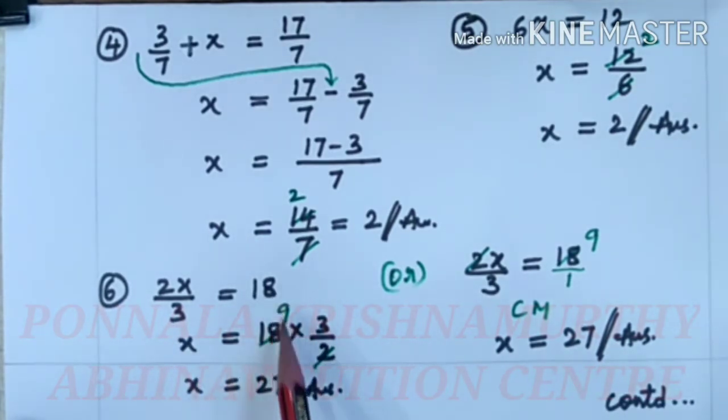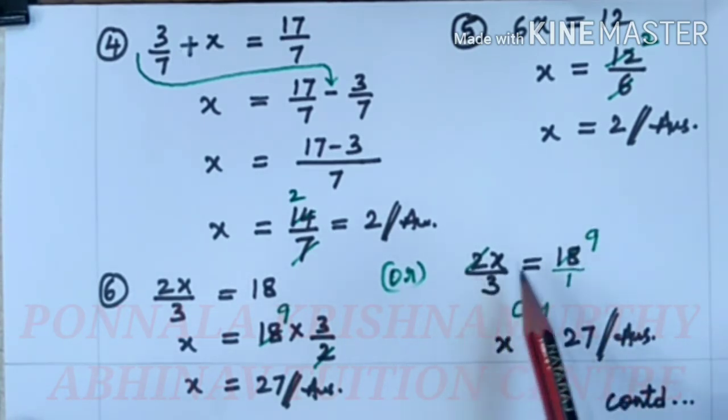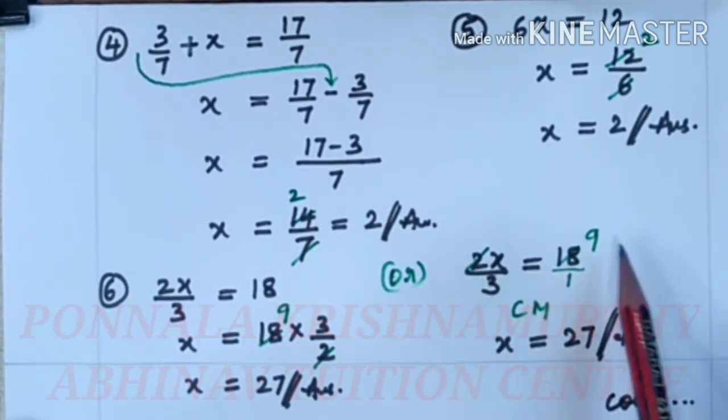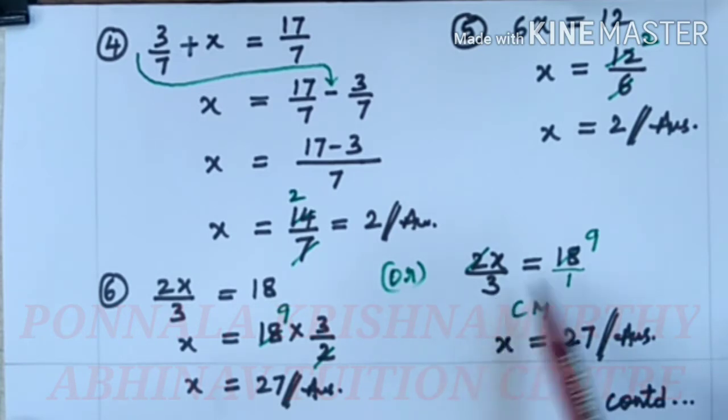2x by 3 equal to 18. x is equal to 18. We can write this 2 by 3 as into 3 by 2. 2 nines are 18, and x is equal to 27. Answer. Or 2x by 3 equal to 18 can be written as 18 by 1. 2 nines are 18. We can cancel. When into is here and single term in the left side, single term in the right side, we can do like this. Now x is equal to 3 nines are 27. Answer.